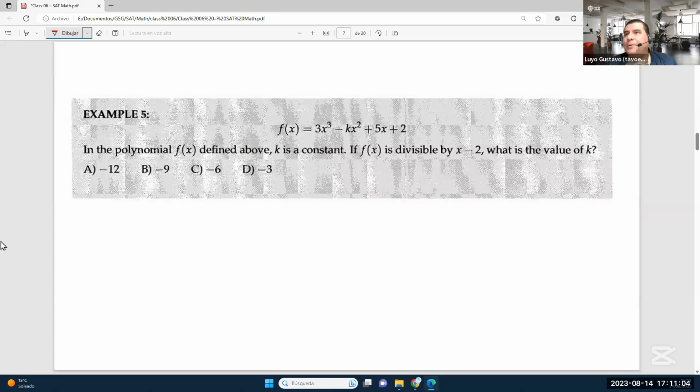Oh, one last example here. Actually, we have 2 more examples. They give you a polynomial, f of x, and in this polynomial, notice that the second term, the quadratic term, has an unknown coefficient, k, which is a constant. If this polynomial is divisible by the binomial x minus 2, what is the value of k? Can you use the remainder theorem to solve this one? I believe you can.